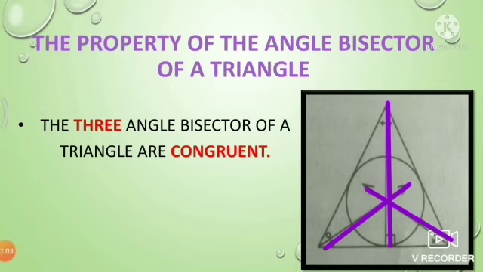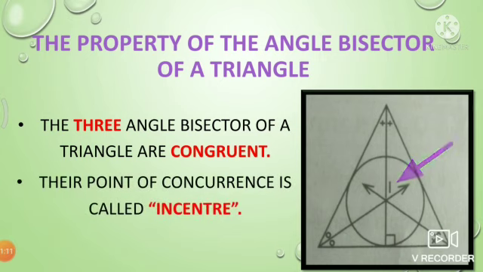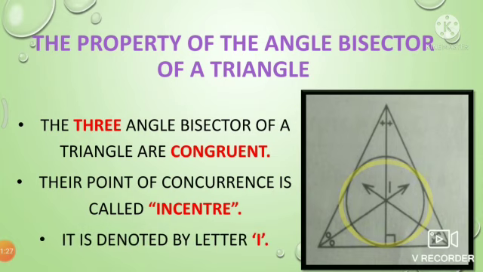That single point is known as the point of concurrence. Here the point of concurrence is known as the incenter. Now why is the point of concurrence known as the incenter? Because with the help of that incenter we can draw a circle inside the triangle. That is why it is known as the incenter. It is denoted by the letter I.